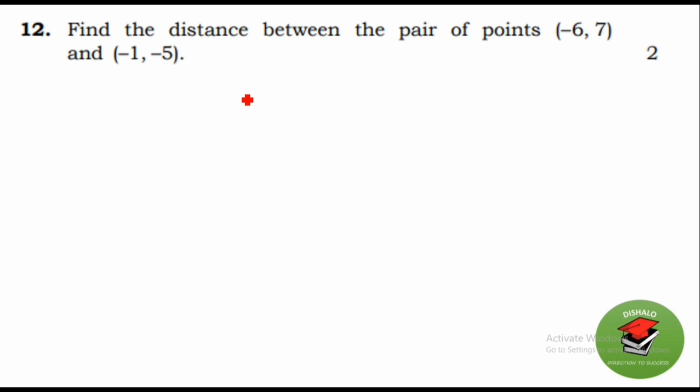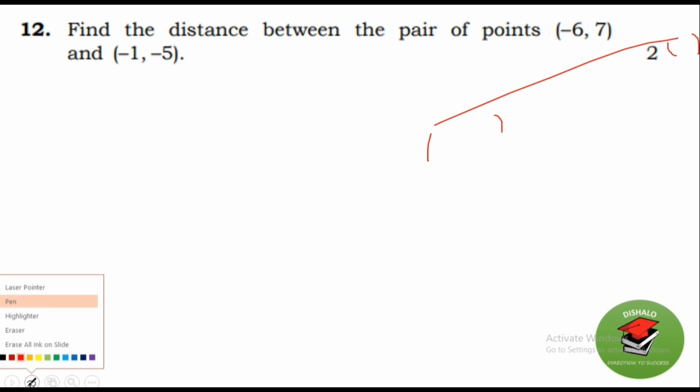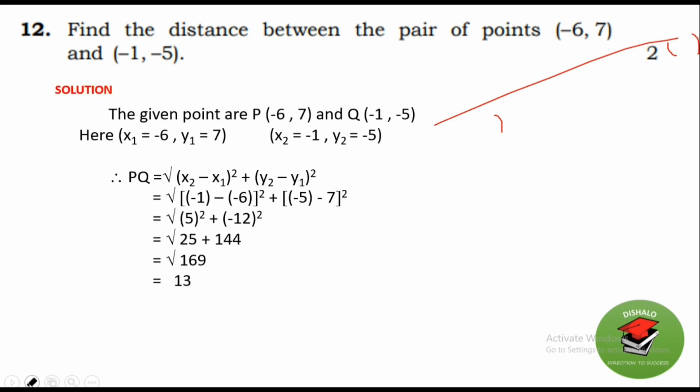So 2 points are there. Suppose from here to here 2 points are there. So you have to find the distance between them. The coordinates of this point is given, the coordinates of this point is given. So let us see how it is done. So solution. So the given points are P. Suppose if we take this point to be P and this point to be Q.